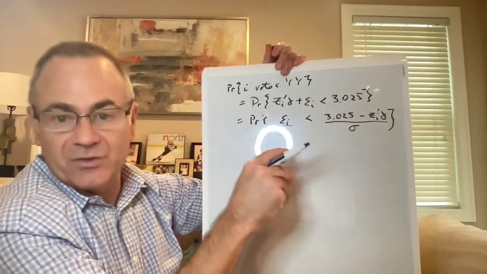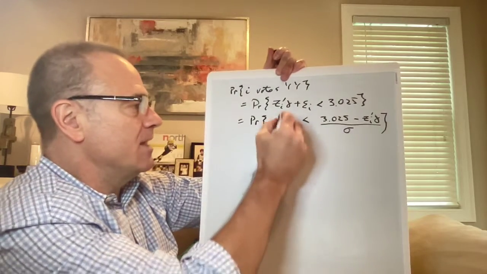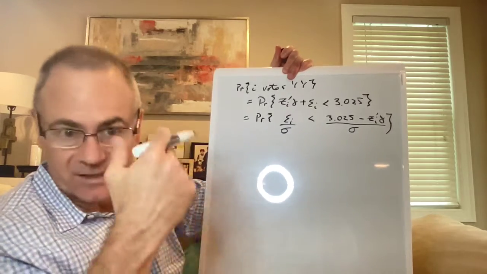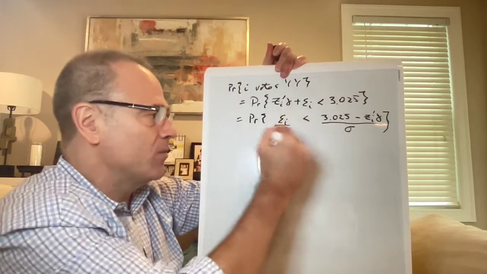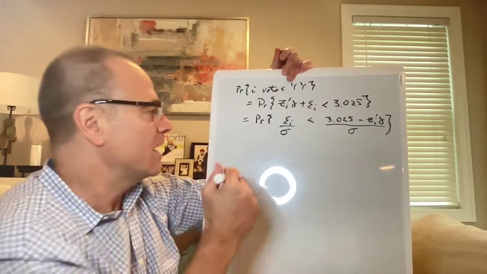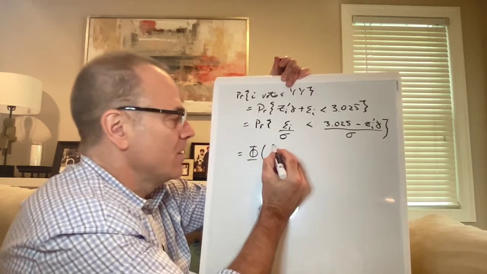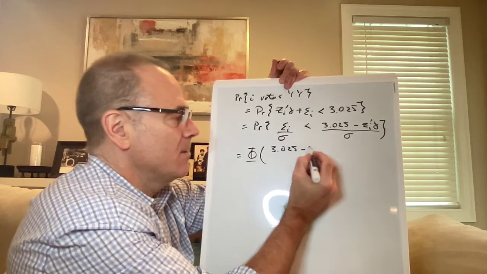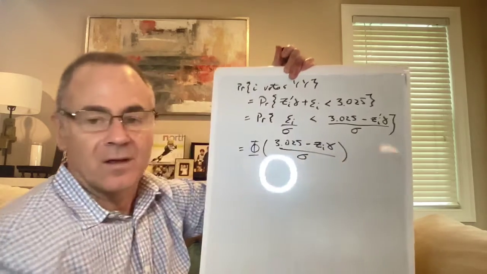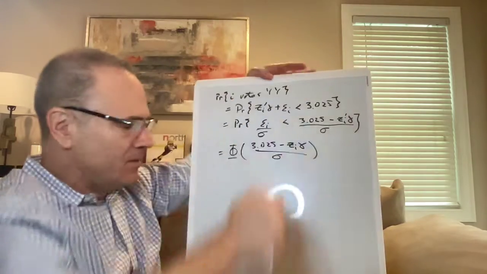the same probability is true. We haven't changed the probability term. Once we've done this, epsilon I divided by sigma is standard normal. That term has a variance of 1. So that just equals phi of 3.025 minus zi gamma, all divided by sigma. That's probably the easiest one.